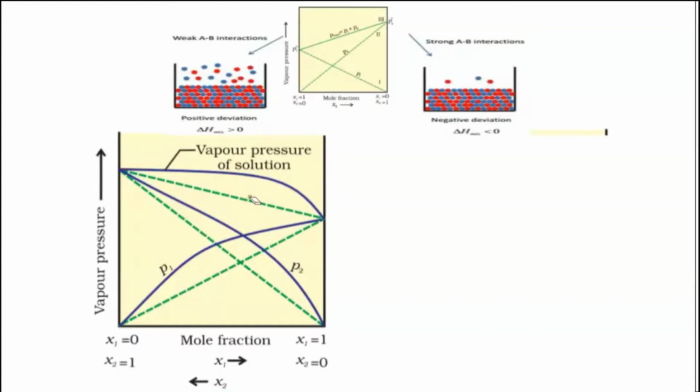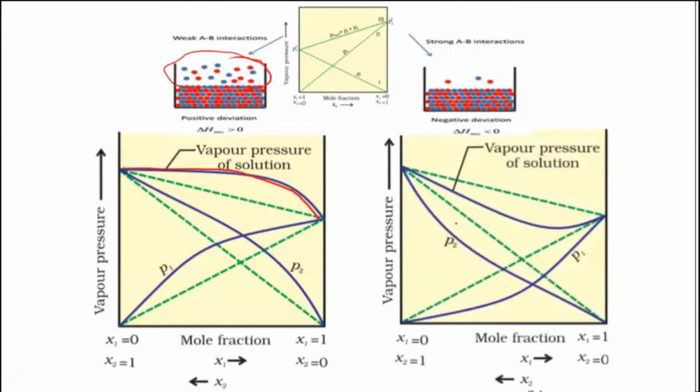So since the force of attraction is weaker, more gas has escaped into the vapor phase, so you will see a positive deviation, a bulged graph, as you can see over here. Everywhere the vapors are more than in the original one. And in the case of negative deviation, where the force of attraction is larger, you see that the vapor pressure has become very less.